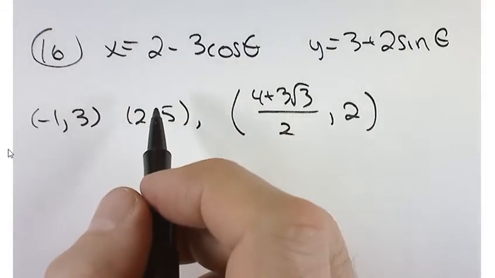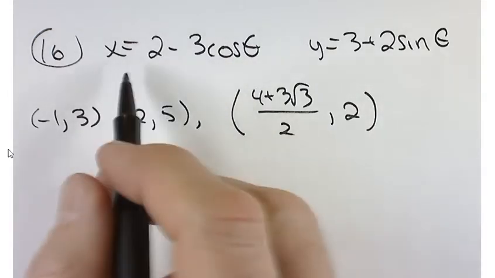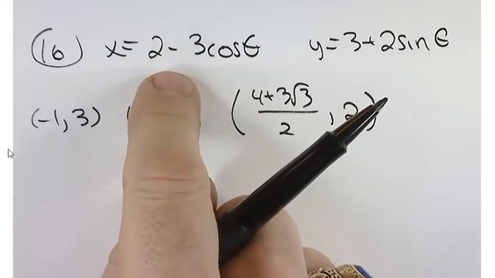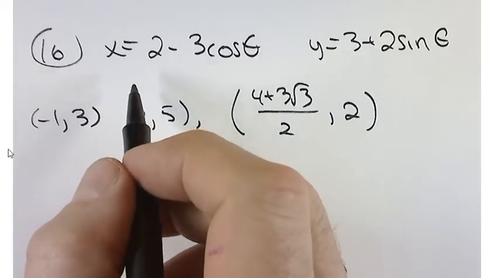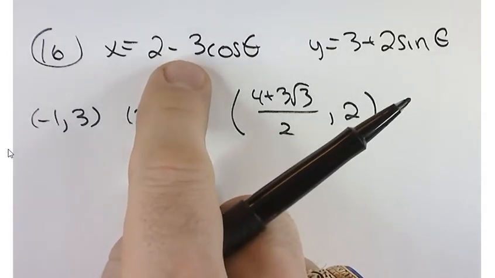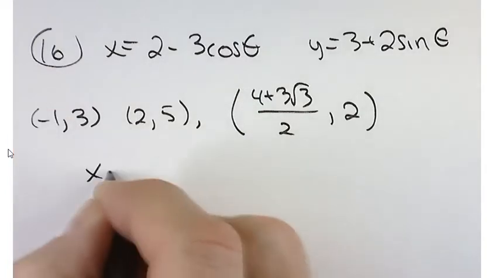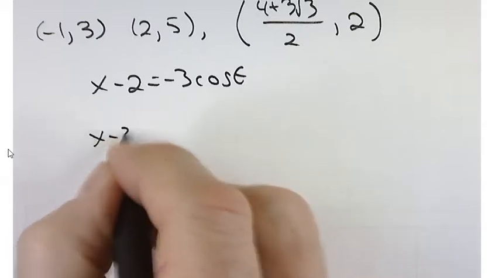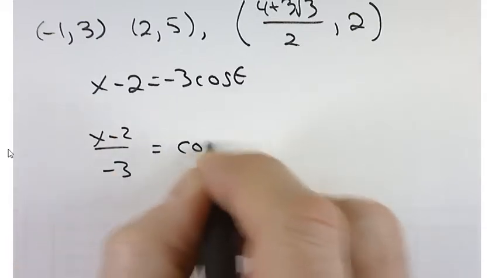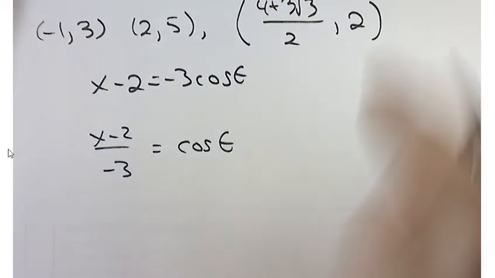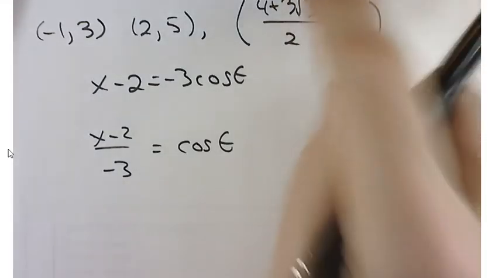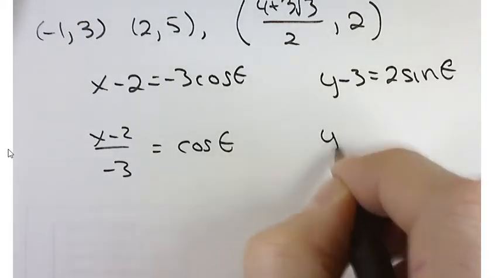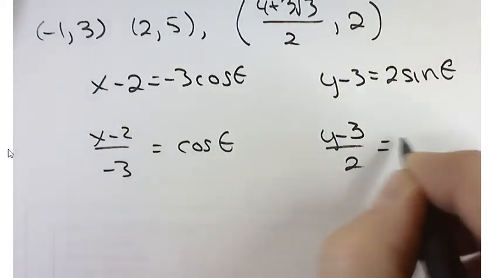So I can do that a couple ways. I don't like that negative there. All right, not much I can do about it too easily. So I'll move the 2 to the other side and get x minus 2 equals negative 3 cosine of theta. And then x minus 2 over negative 3 equals cosine of theta. And I'll do likewise over here. Subtract the 3. y minus 3 equals 2 sine of theta. y minus 3 over 2 equals the sine of theta.